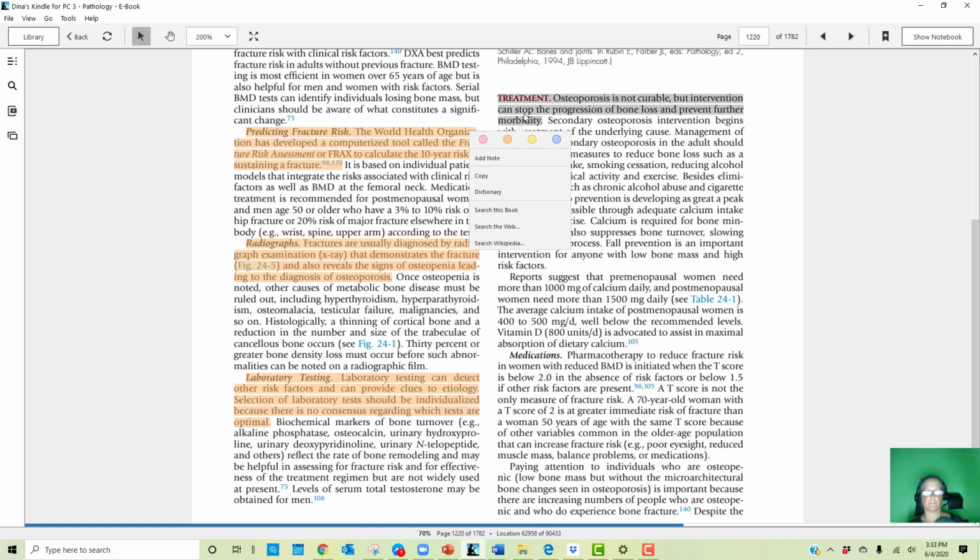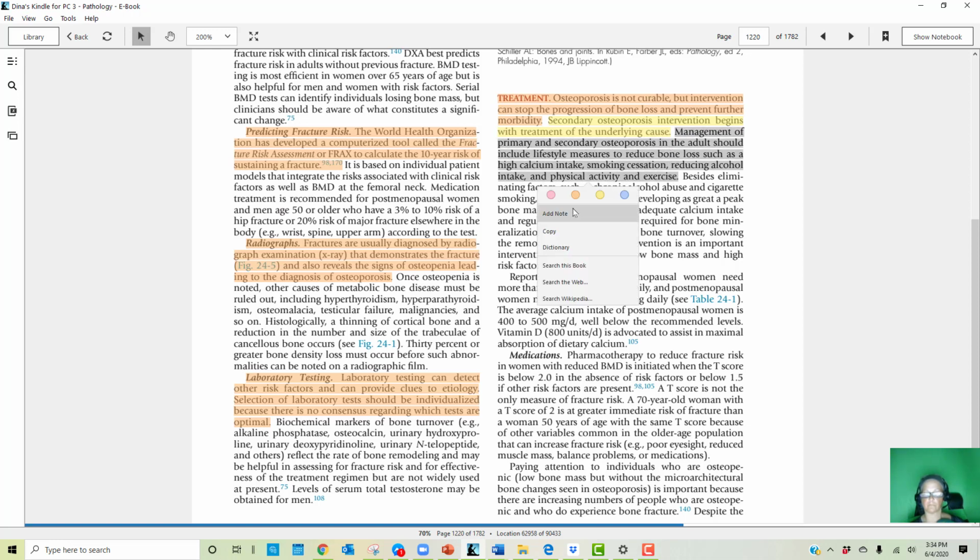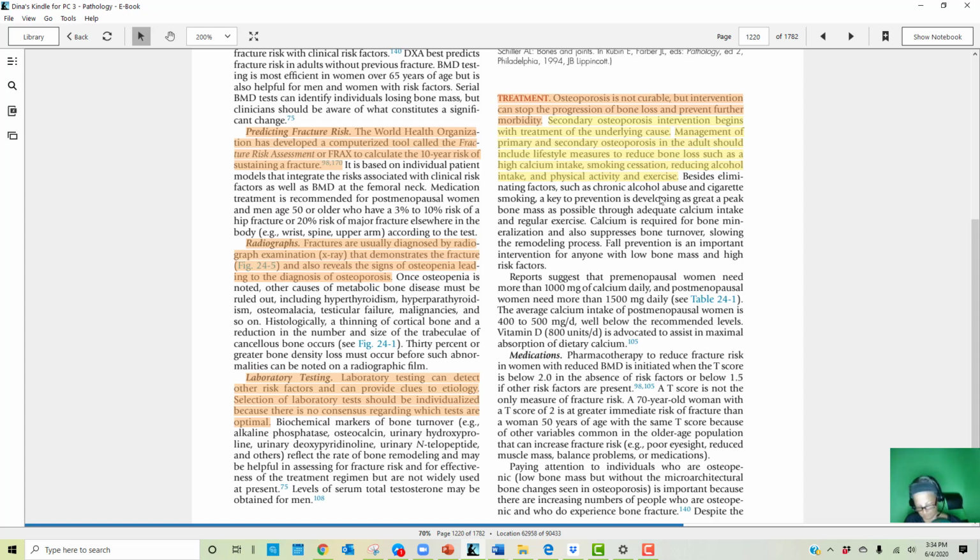Levels of serum total testosterone may be obtained for men. Treatment. Osteoporosis is not curable, but intervention can stop the progression of bone loss and prevent further morbidity. Secondary osteoporosis intervention begins with treatment of the underlying cause. Management of primary and secondary osteoporosis in the adult should include lifestyle measures to reduce bone loss, such as high calcium intake, smoking cessation, reducing alcohol intake, and physical activity and exercise.